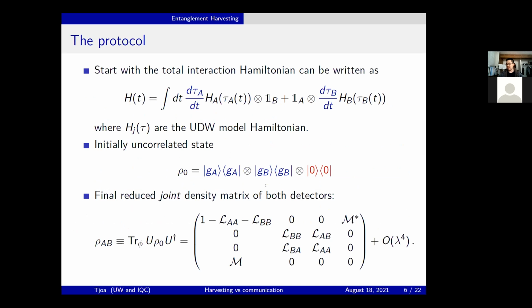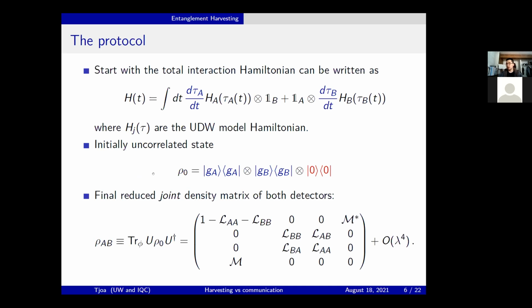So first, let me start with a somewhat boring part for this group, but for people watching the video, it might be a good refresher. The protocol starts with a sum of two locally interacting Hamiltonians, each detector interacting locally with the field, but there is no direct interaction between one detector and the other. And H_j, for all practical purposes, we take to be the standard UDW Hamiltonian. You can easily change this to, for example, harmonic oscillator type detectors. We will be considering qubit-type Unruh-DeWitt detectors with two levels.